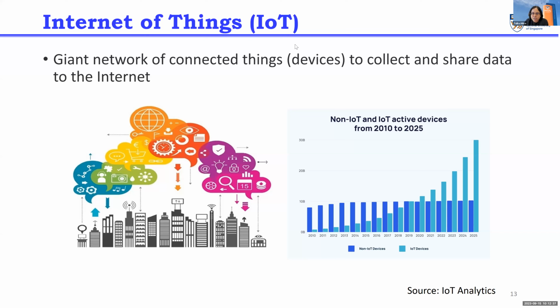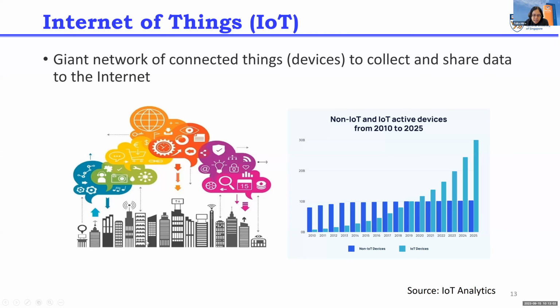Now let's look at what's going on in the embedded space, right? In particular, one of the interesting points is the Internet of Things. These are the devices that are collecting and sharing data on the internet. And there has been exponential growth in the number of devices. You can see that, for example, 2025 projected 30 billion IoT devices.